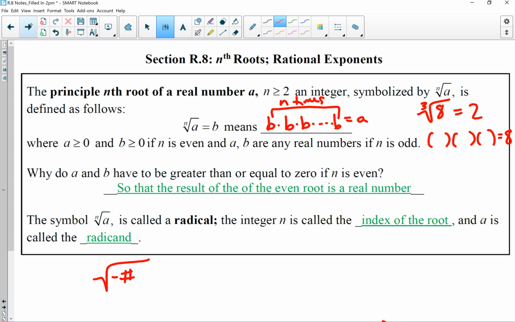And that finishes up what we talked about in section R2. Section R8 is very, very similar, except instead of talking about powers per se, we're talking about roots. But what we're seeing is that a lot of the properties of powers also work for roots. And so there's a lot of overlap in those two topics.